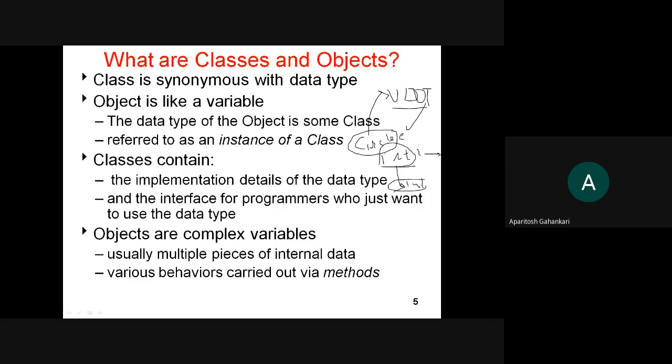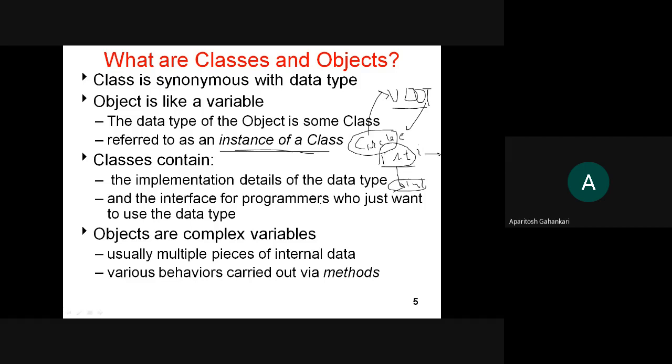Okay, objects are like variables. The data type of the object is some class, then it is referred to as an instance of a class. So whatever objects there are, what are they called? They are nothing but instances of the classes. Okay, then what can the class contain? It can contain the implementation detail of the data types. Okay, that means necessarily a class can contain another class, and the interface for programmers who just want to use the data type. Okay, so it may contain all those types of things.